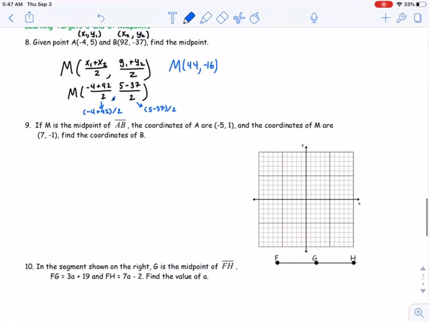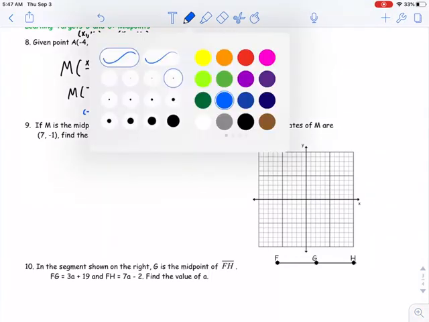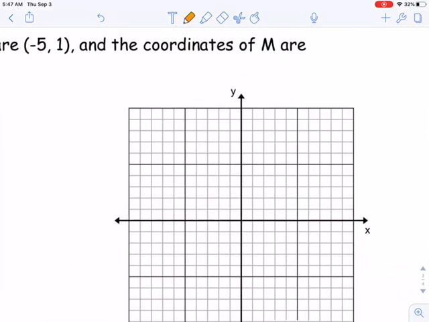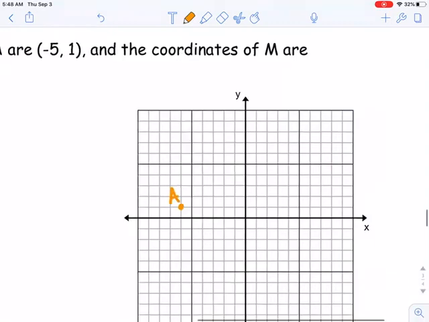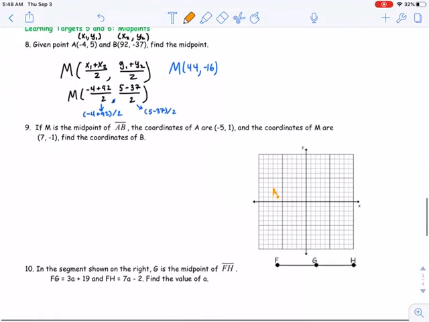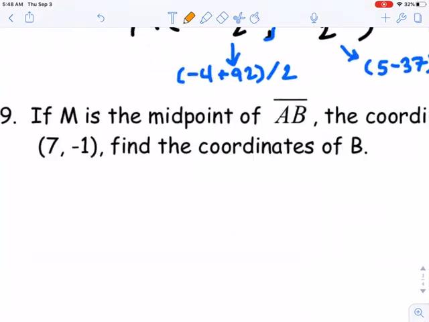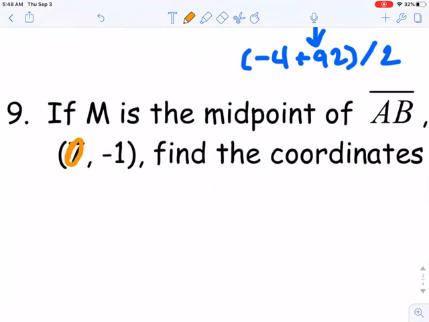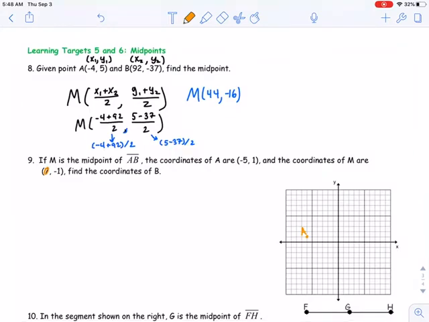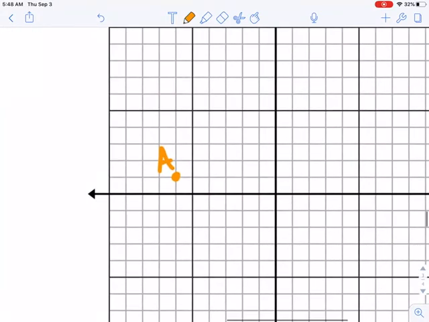Alright, two more problems. If M is the midpoint of AB and the coordinates of A are -5, 1 and the coordinates of M are 7, -1, find the coordinates of B. So let's go ahead and just plot this really fast. A is -5, 1, so left 5, up 1. M is 7, -1. Actually, let's change this. Plot twist. Let's say that's 0. We'll change it just for fun. 0, -1. That means we're just going to go down 1.